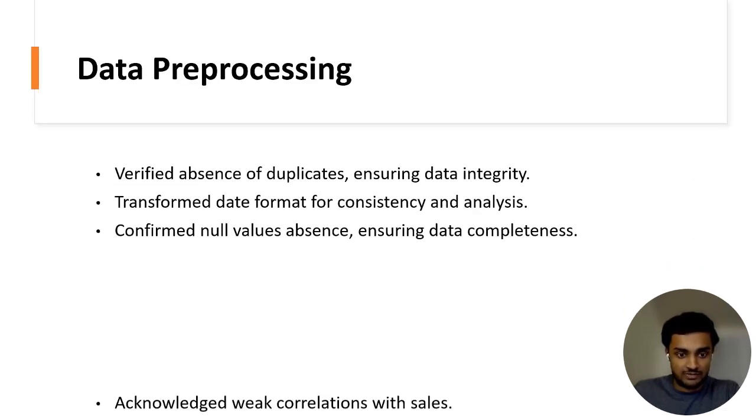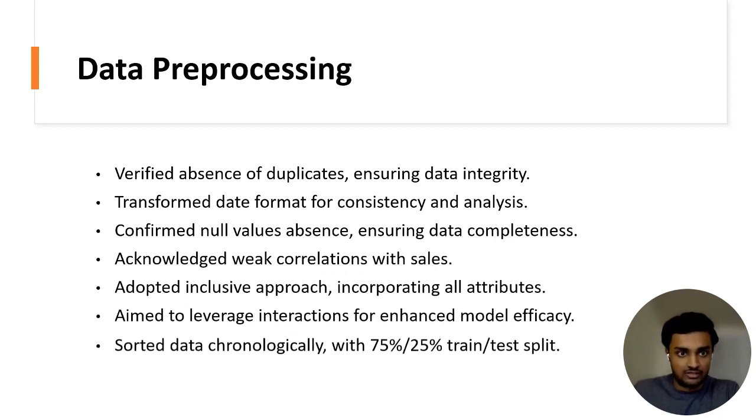Next, we have our data pre-processing step. So in this step, we verified the absence of duplicates, ensuring data integrity is present. We standardized date formats for consistency and conducted a thorough check of null values, guaranteeing data completeness. Despite weak correlation with sales, we opted for an inclusive approach incorporating all attributes to capture potential interactions and dependencies, enhancing our model efficacy. Finally, data was sorted chronologically with a 75-25 train test split for robust model evaluation.